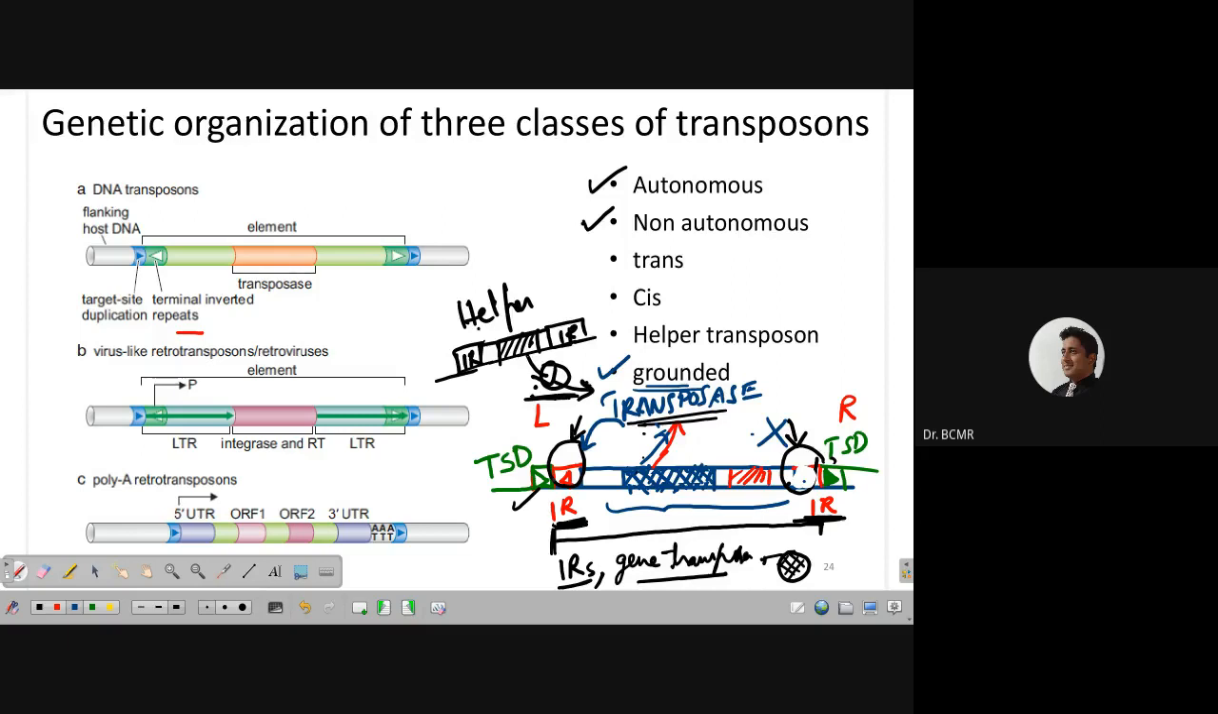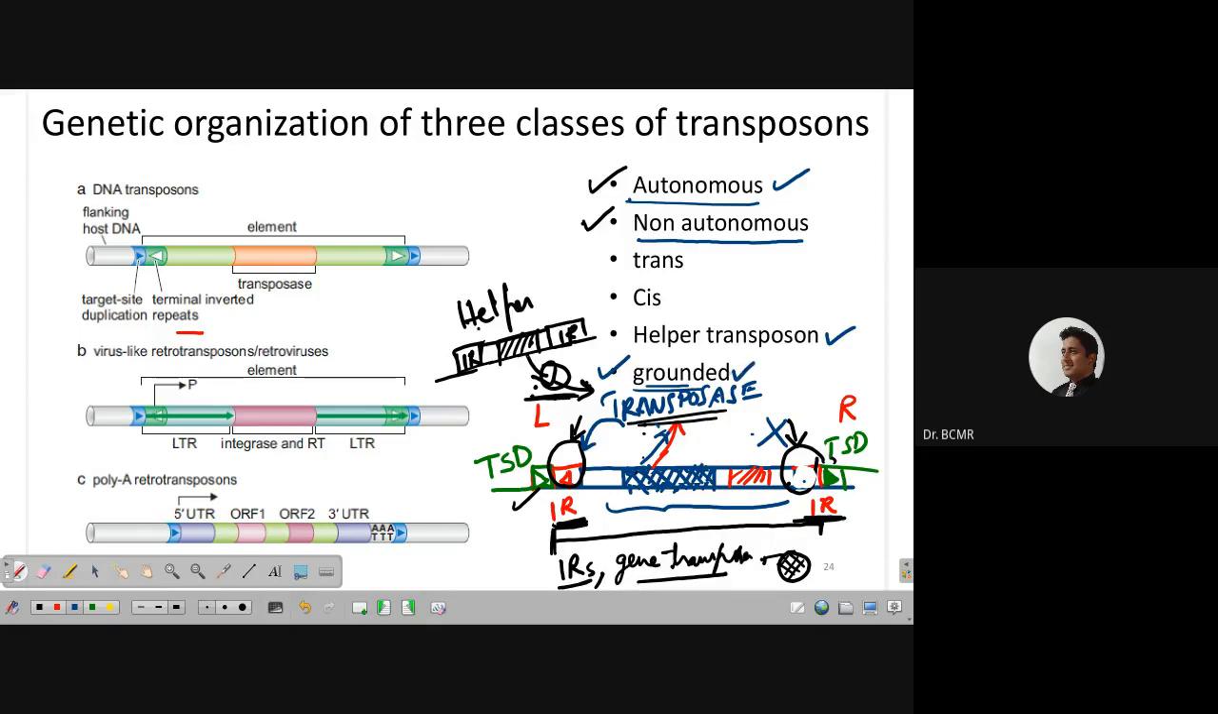I hope you understood at least what is meant by autonomous. If a transposon has all the components required for transposition, then you call it autonomous. If a transposon is functional, but it does not have the gene for transposase, then you call it non-autonomous because it is depending on some other transposon, that is the helper transposon. The next one is grounding or grounded.